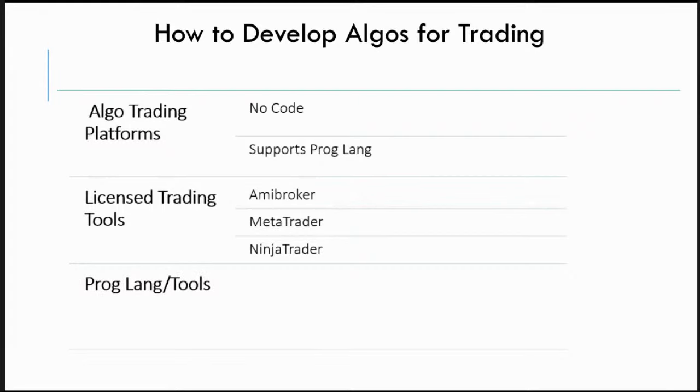The third type is we can use programming languages or tools to develop our own algorithm from scratch. Python is very popular among them. Python is an open source language which people generally use for developing algorithms for trading. There are some famous libraries in backtesting and technical analysis in Python, like bt, Backtrader, and TA-Lib. TA-Lib is very famous in technical analysis among all the libraries.